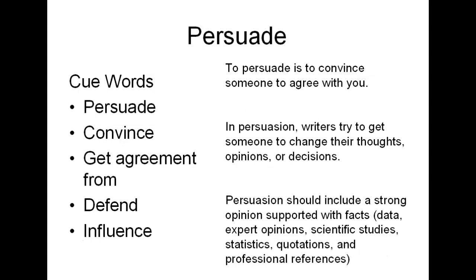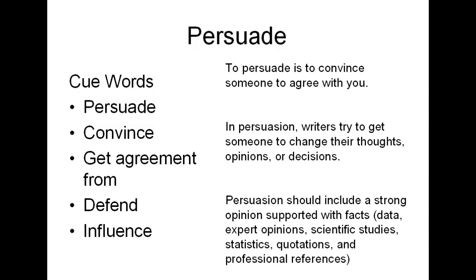All right, our next type of writing is persuade. When you're going to persuade, you're going to try to convince your reader to agree with you. You're going to try to get your reader to change their thoughts, change their opinions, or change their decisions. Now, regardless of what type of persuasion or writing you're doing, you always want to use factual data to back up your persuasion.